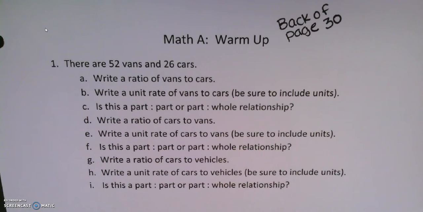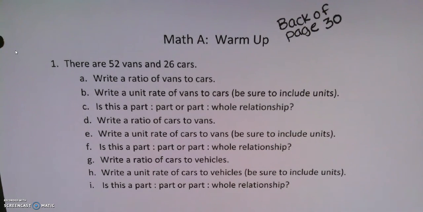But let's start getting ready for our quiz next class by doing this warm-up. So I'd like you to do this on the back of page 30, and we will be pausing the video for 5 minutes. Please pause the video for 5 minutes while you work with your group to figure out these different ratios and unit rates, and if it's part to part or part to whole. When I have 52 vans and 26 cars, and all of these are vehicles. So please pause the video, and then we'll go over this in 5 minutes.